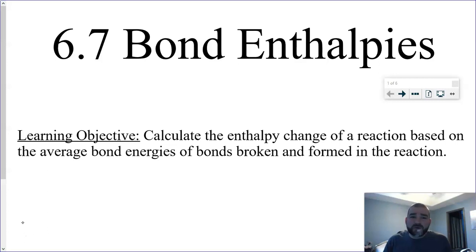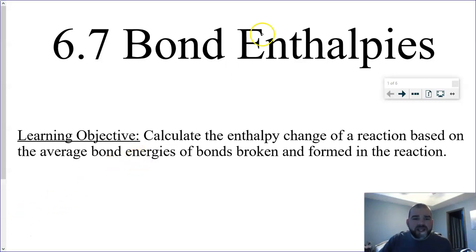Today, let's jump through 6.7. This is on bond enthalpies. Again, that word enthalpy is just a fancy word for heat or energy. The only time that enthalpy and heat are not the same thing is when we have some work being done. But like I said previously, none of these problems are going to be doing any work. And when I use the word work, I'm obviously talking about the physics definition of work. But anyway, no work being done, enthalpy equals heat.